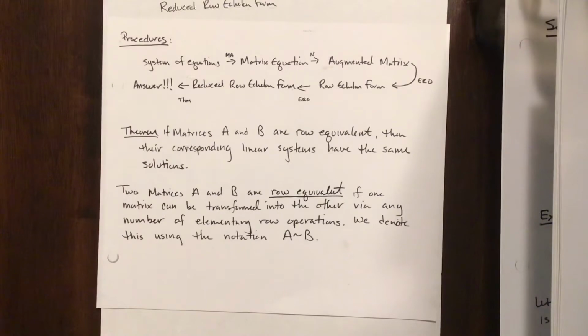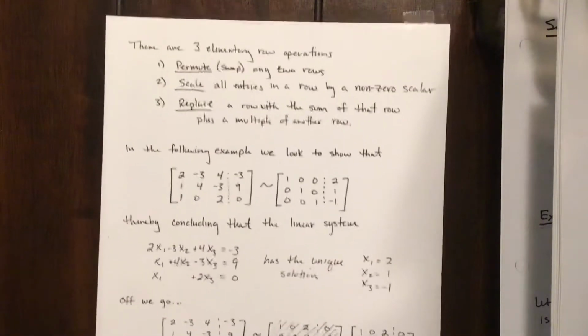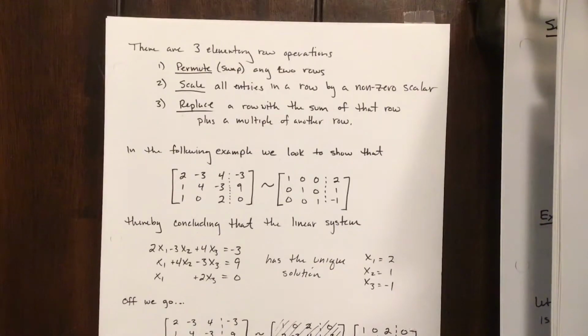So, what is an elementary row operation? There you go. There are three types. Okay, the permutation, where you swap two rows of a matrix. Scalar multiplication, all entries in a row are multiplied by a non-zero scalar. And replacement, you can replace a row with the sum of that row plus or minus, because of scalar multiplication, a multiple of another row.